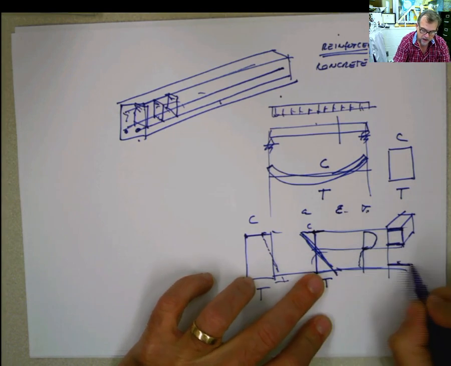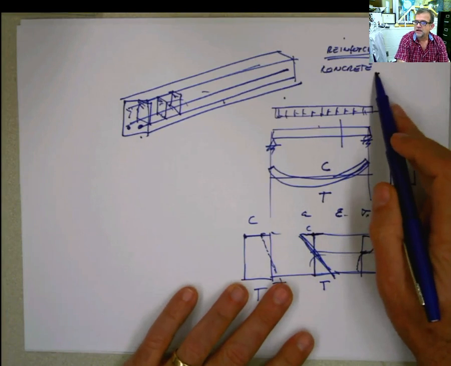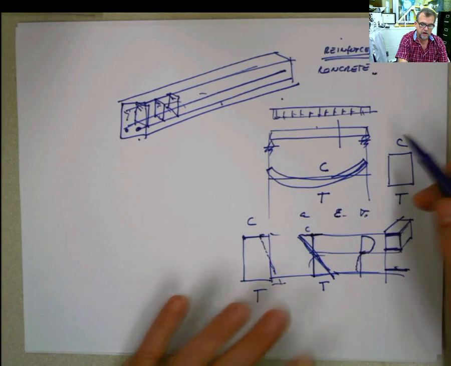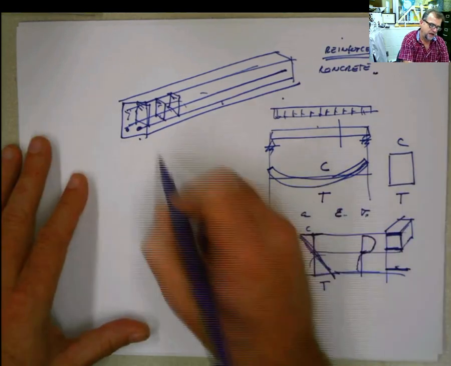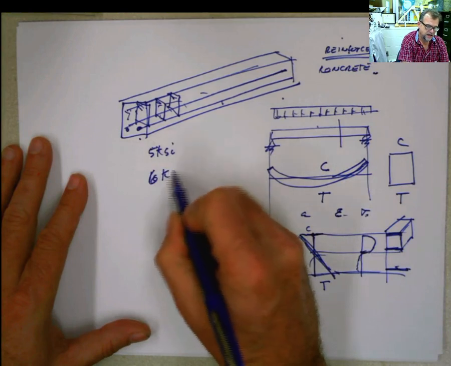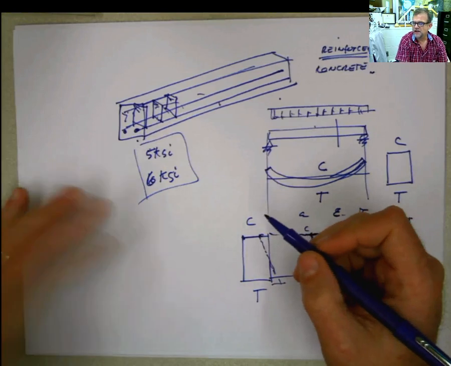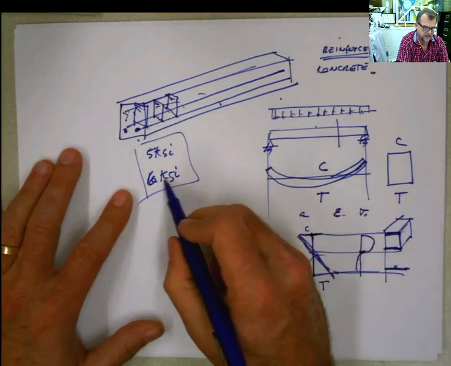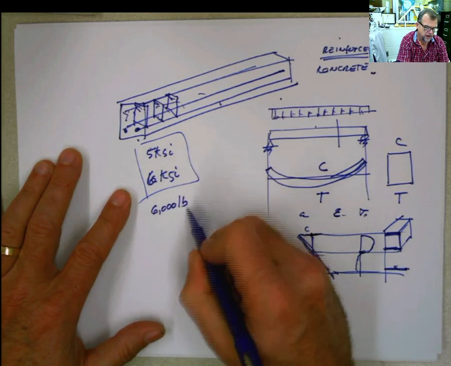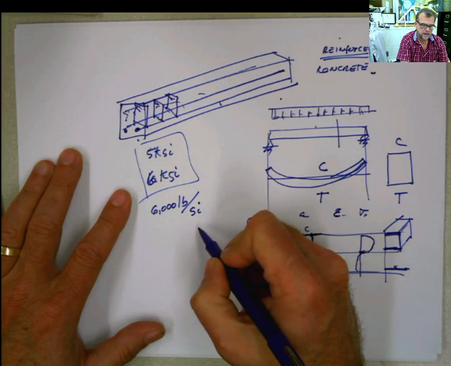And here this part is in tension. Now what is important once again about reinforced concrete is that concrete is a material that is very good for resisting compression. Very good for resisting compression, meaning maybe 5 ksi to 6 ksi are normal values for concrete, 4 ksi, 5 ksi. 6 ksi means 6,000 pounds per square inch. That's a lot.